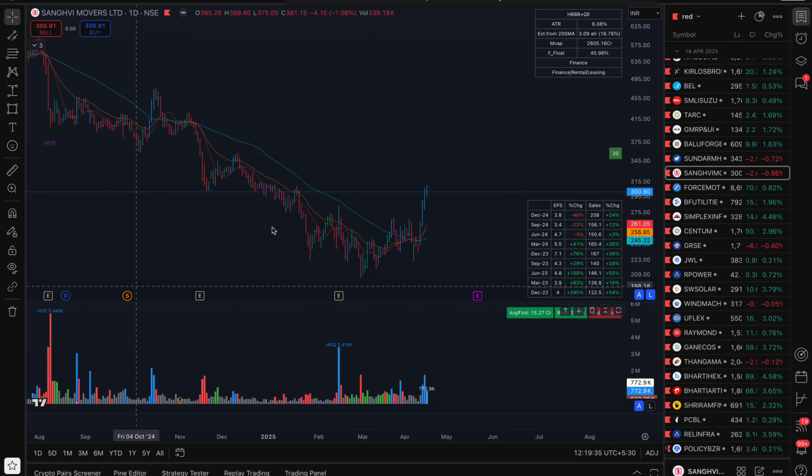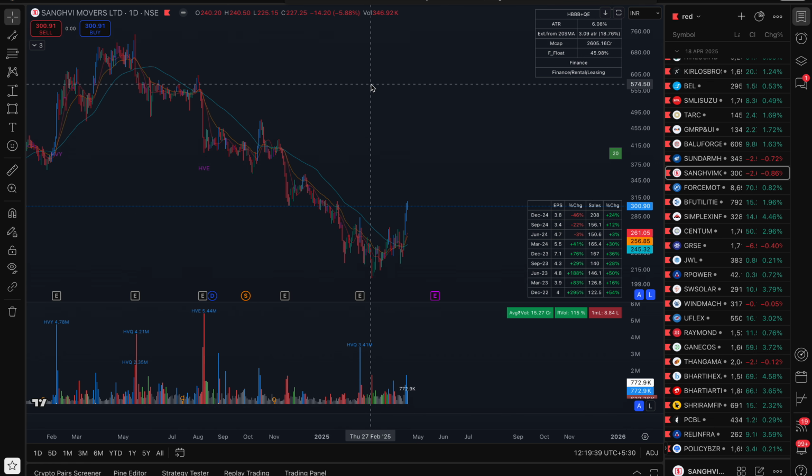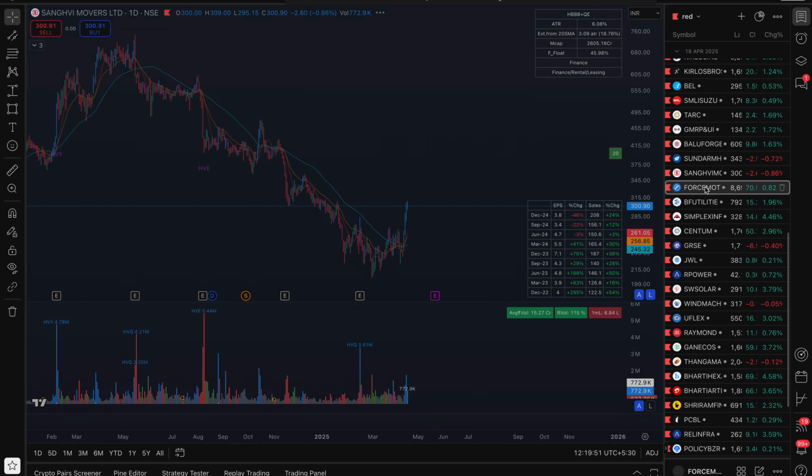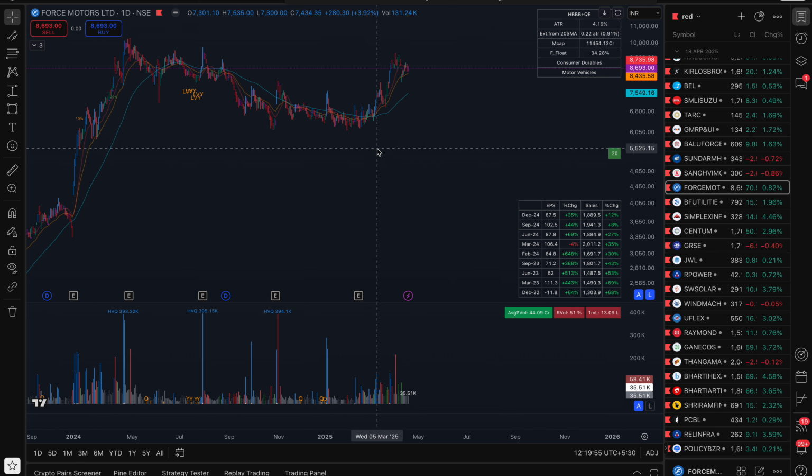low risk. One other thing while trading reversal bases is that it's good to have some inkling or some knowledge about the fundamentals of the company, so that it adds to the conviction. The other name is Force Motors. Now you can see that a lot of names are probably around here making reversal bases.